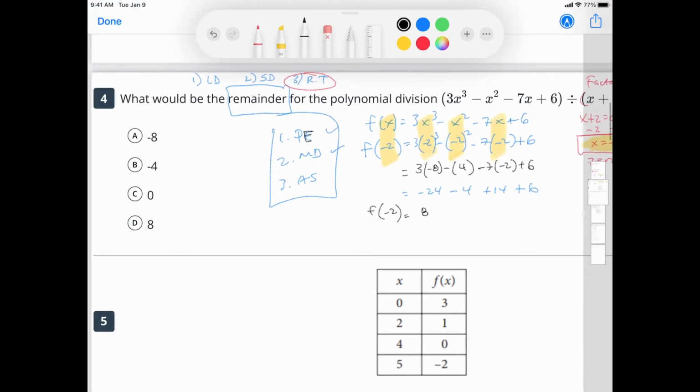So what is the remainder? The remainder is positive 8. Another way of saying this, because it might come up in a different form, is: is this 0? The answer is no. So no, x plus 2 is not a factor. It's a different way of saying it.